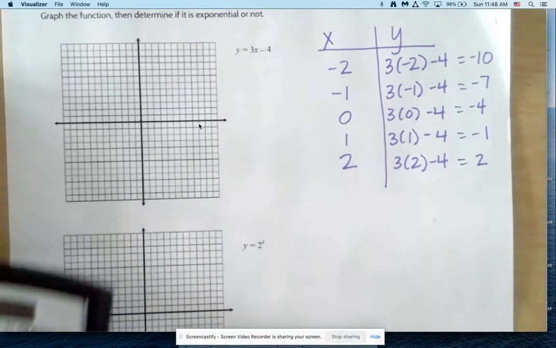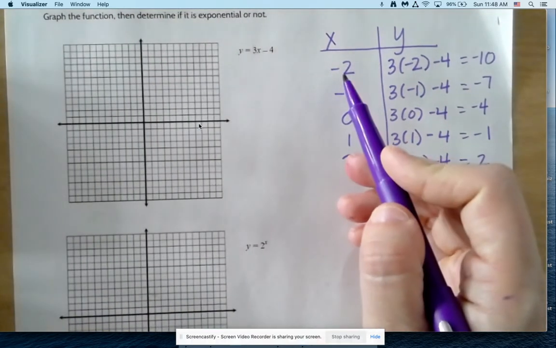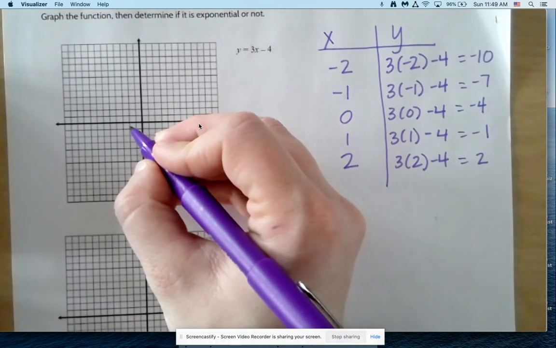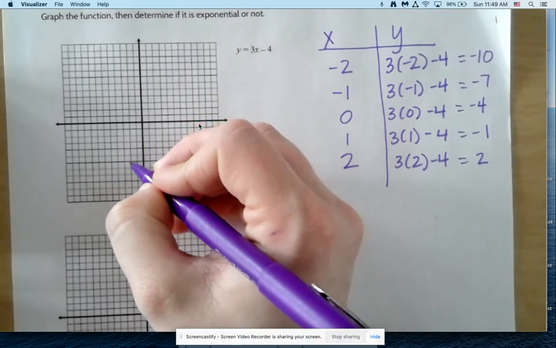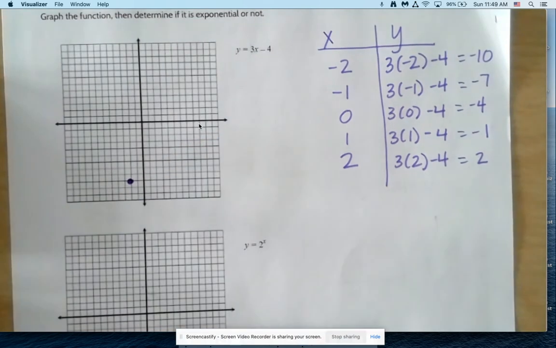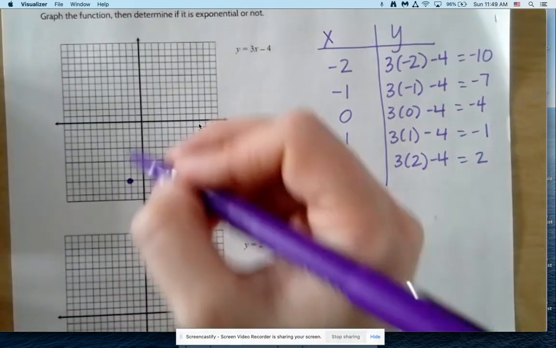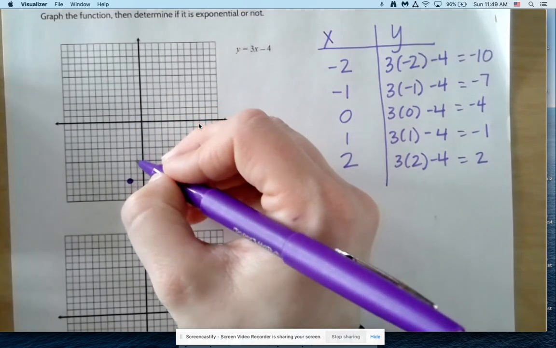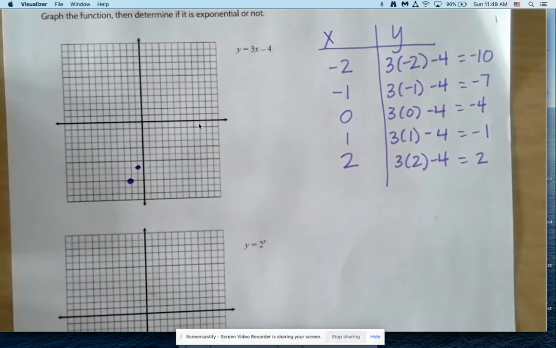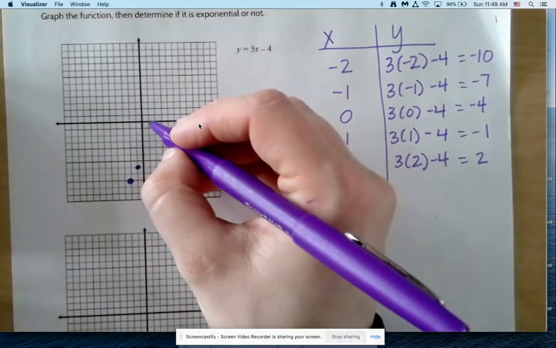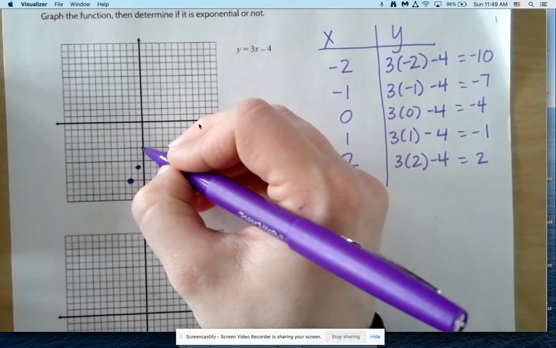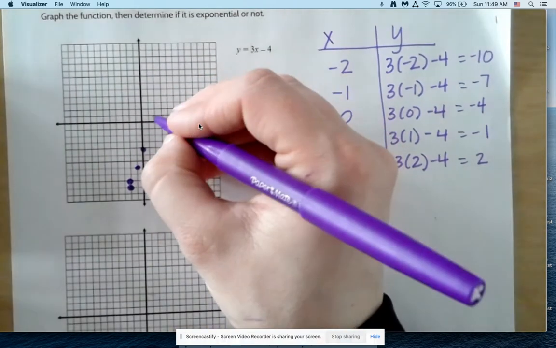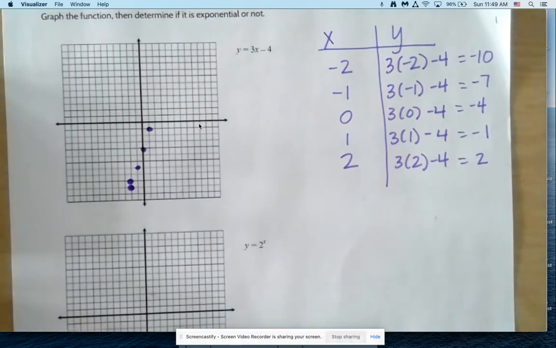Okay, so if we graph these, we plugged in negative 2, got out negative 10. So let's plot that point. Left 2, down 10. Put a big old dot there. Negative 1, negative 7. Left 1, down 7. Zero, negative 4. Nope, this one should be down one more. My fault. I can't count to 10. 1, negative 1. 2, 2.